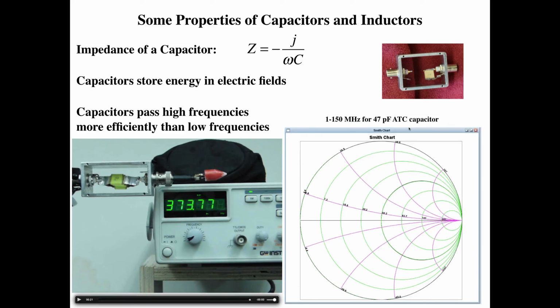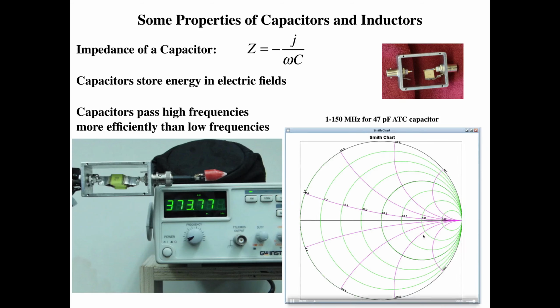Let's repeat this type of measurement. Here we'll use a 47 picofarad ATC capacitor and hook this up to an impedance analyzer. The data will be plotted on this Smith chart. Remember, on the Smith chart, the z equals 0 point, or in other words, the low impedance point, is over here, and high impedance, equal to infinity, is this point over here. So we're going to vary the frequency from 1 to 150 megahertz and plot the impedance.